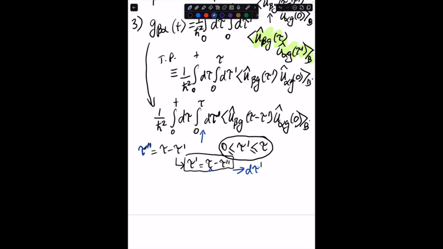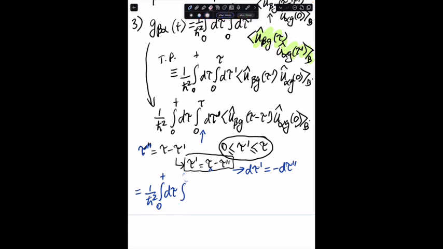So d tau prime is equal to minus d tau double prime. So what you get is 1 upon h bar square, 0 to t, d tau, 0 to tau, which is again, in this case, your tau will be constant. And then you have d tau prime.